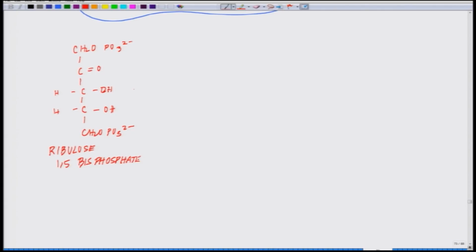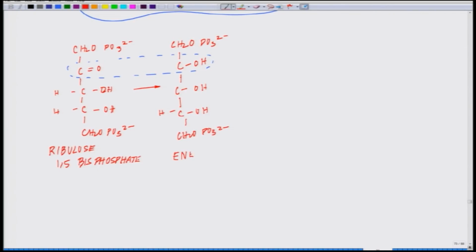Okay. Now, again the same formation, the enediol complex, which is CH2O, PO3 2 minus, COH. So, the change is happening out here on the second carbon complex, and then you have COH. Okay. Then similarly OH, H, and you have CH2O, PO3 2 minus. So, this is your enediol complex, enediol intermediate.